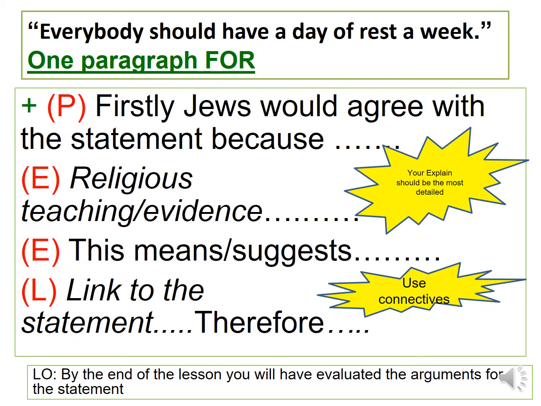Remember, in this lesson you are only going to do one paragraph for. In your next lesson you are going to be continuing your assessment. As you know, in our assessments we follow the structure of PEEL: point, evidence, explanation and link. Your explanation part of your paragraph must be the most detailed, and you need to use connectives. So the more connectives you use, the more developed your paragraph is going to be and the higher your assessment is going to be.